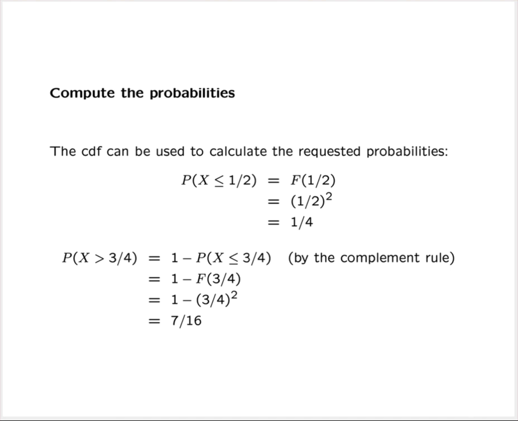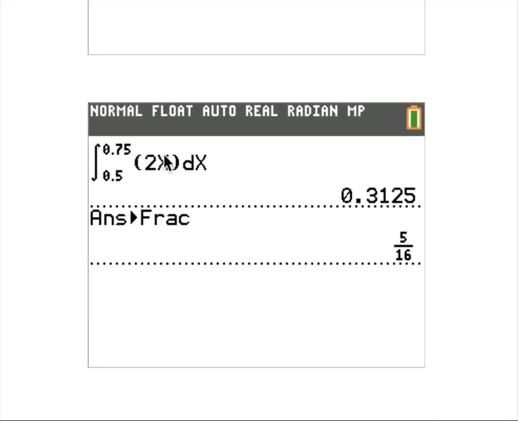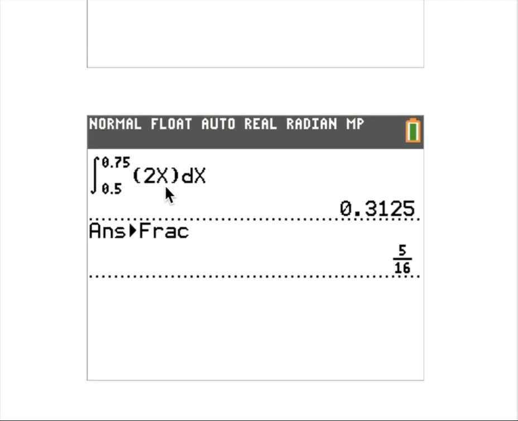All right, we could also find the probability that x is between 1/2 and 3/4. That is, 0.5 and 0.75. We could find that very easily by integrating the PDF over that interval. We get 0.3125 or 5/16.